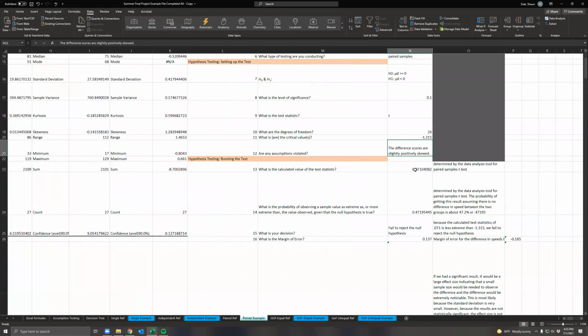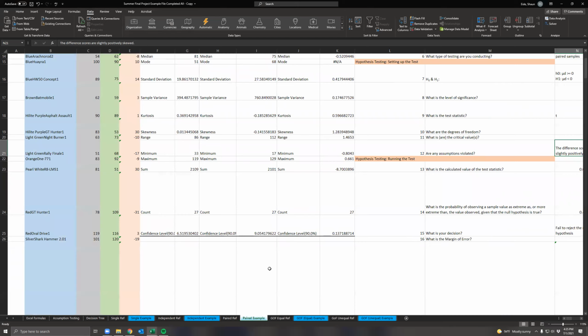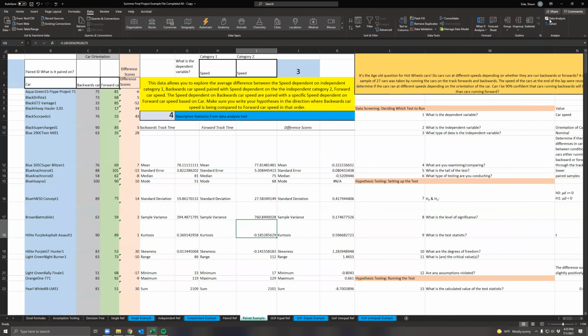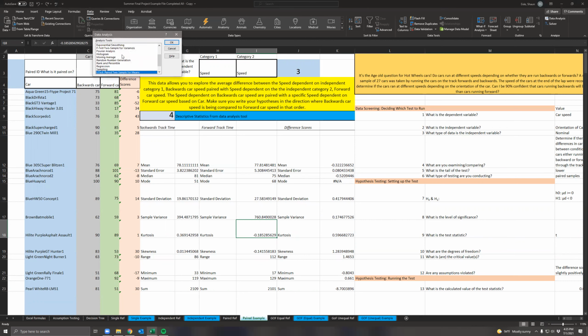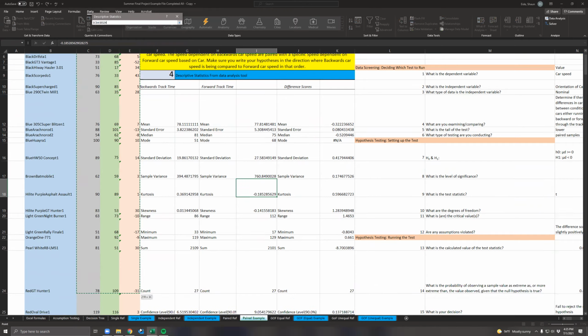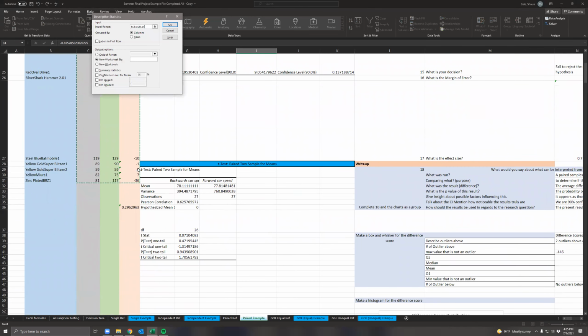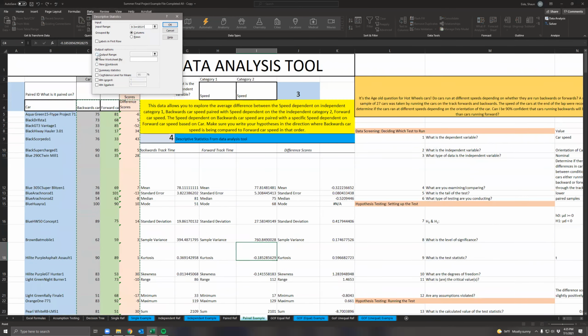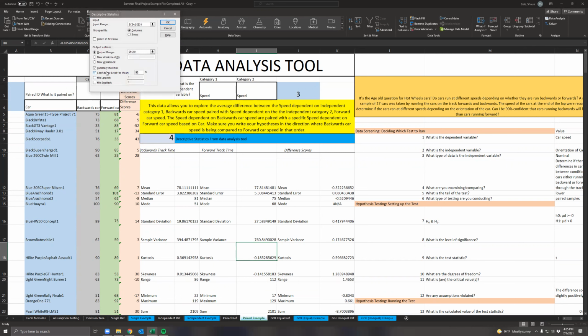Next, are any assumptions violated? In order to do this, the first thing that we need to do is run the descriptive statistics tool. So we're going to do data analysis, and then descriptive statistics. Press OK. Input range, and we are going to highlight all of these values right here. And I'm going to do output range, and I'm going to put it right here. Summary statistics, confidence level, once again, we'll do 90.